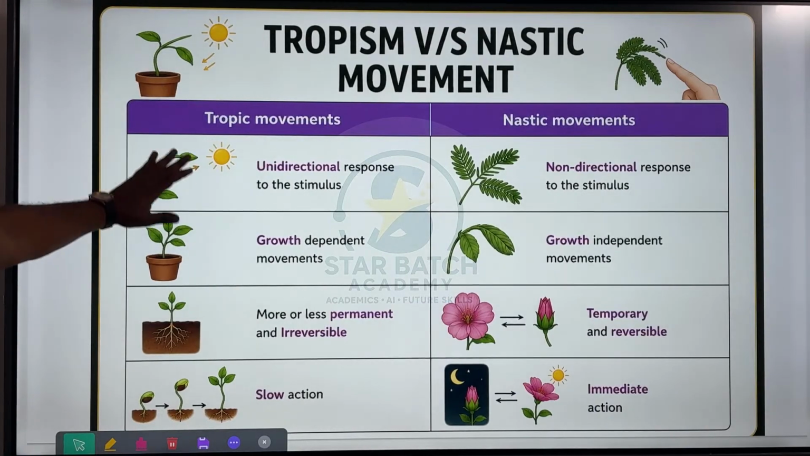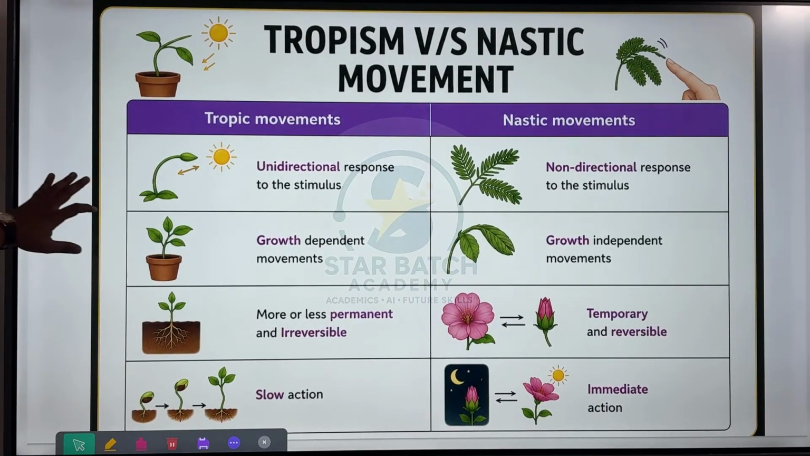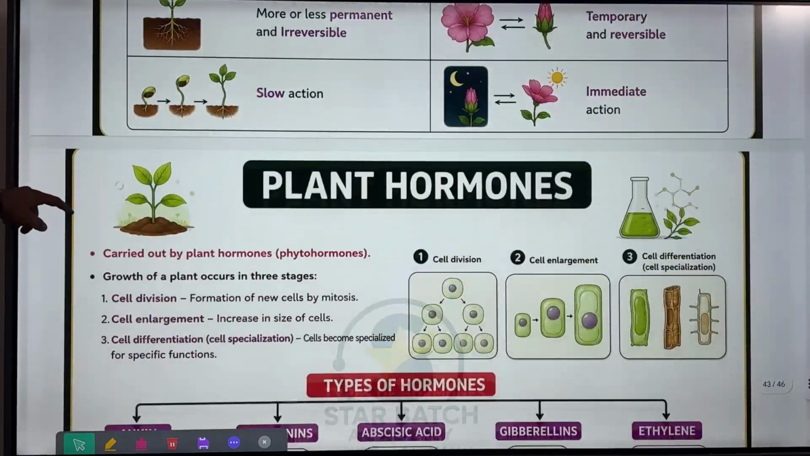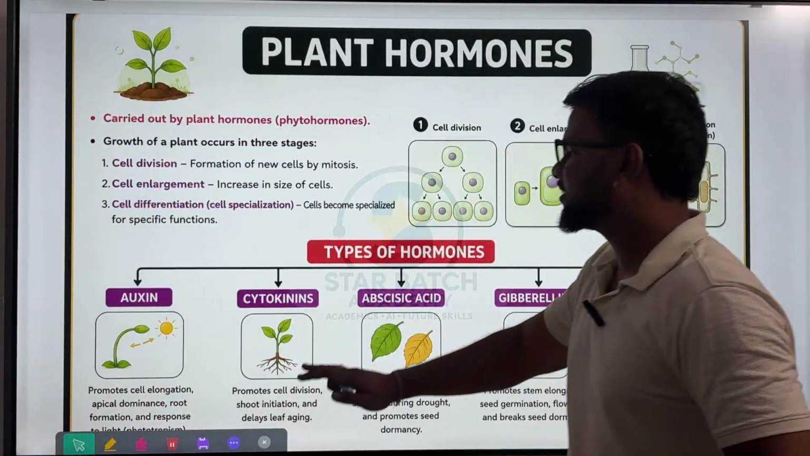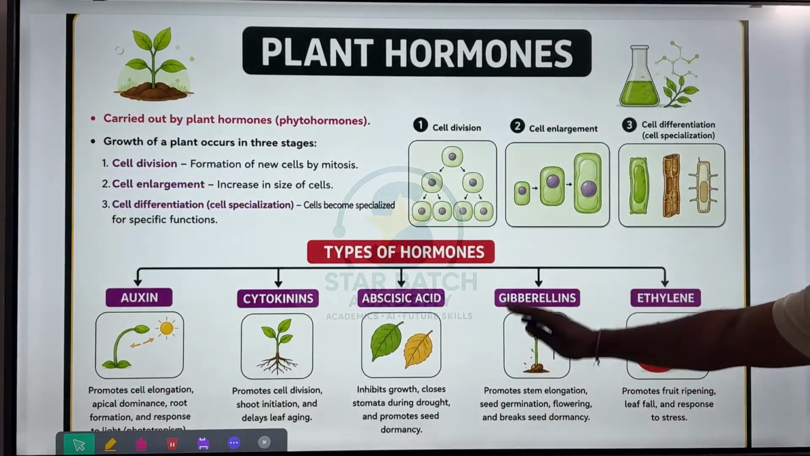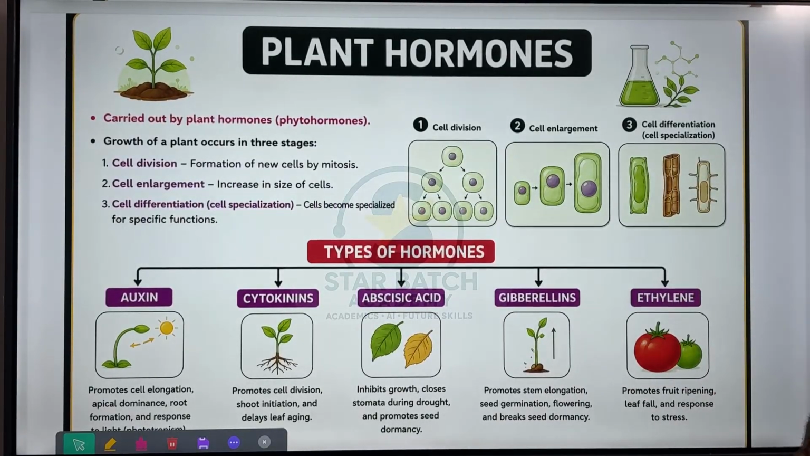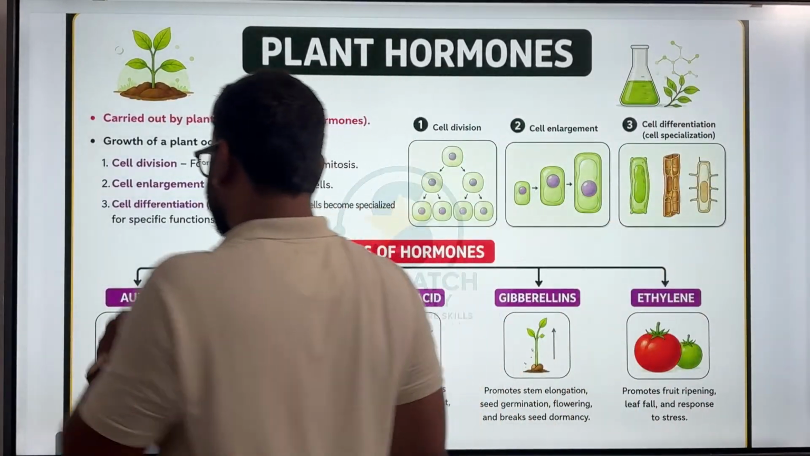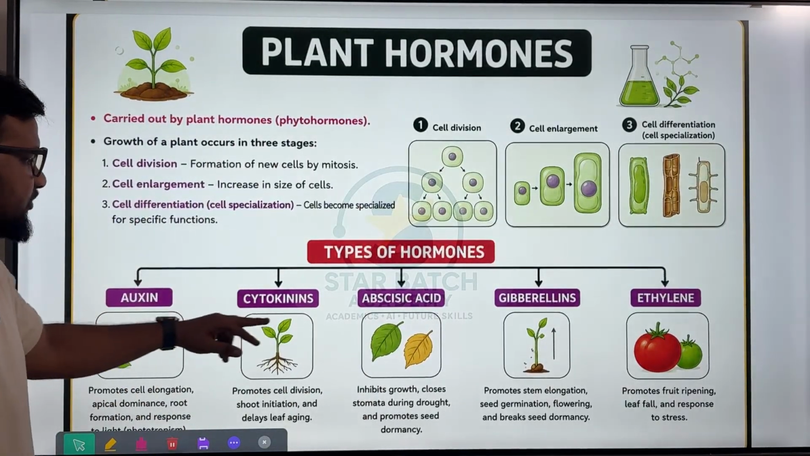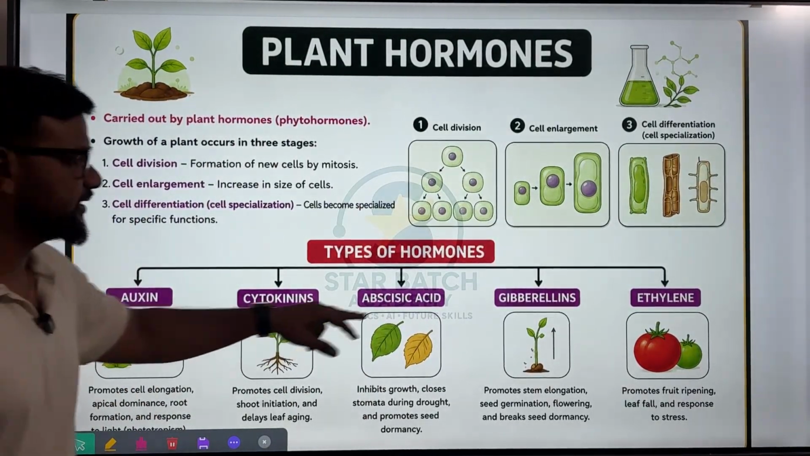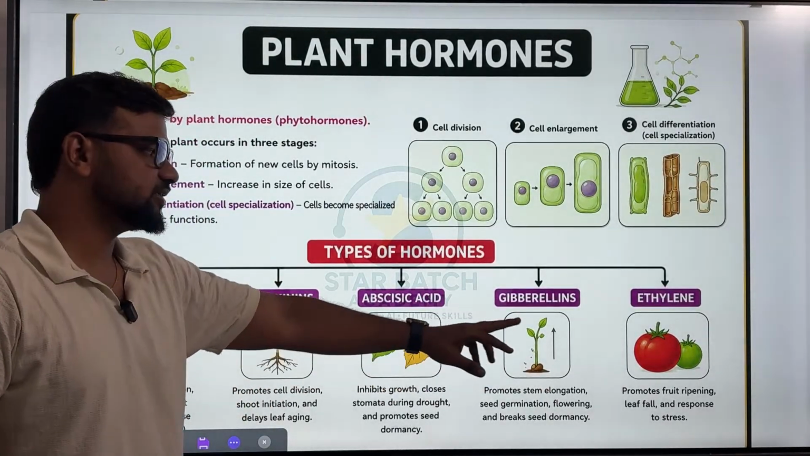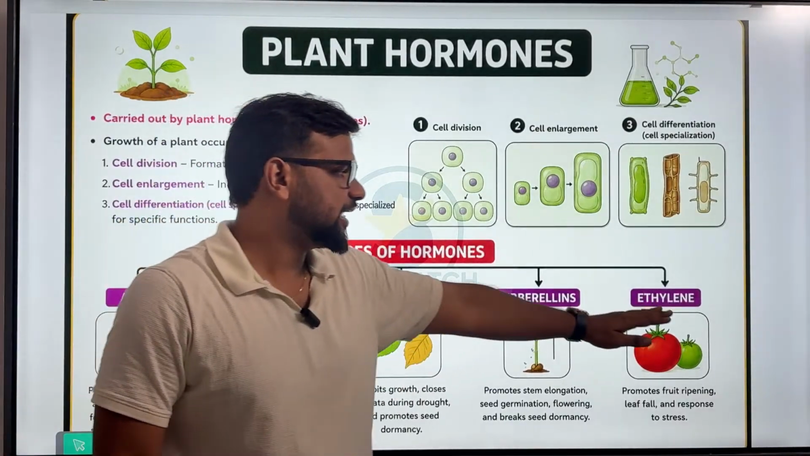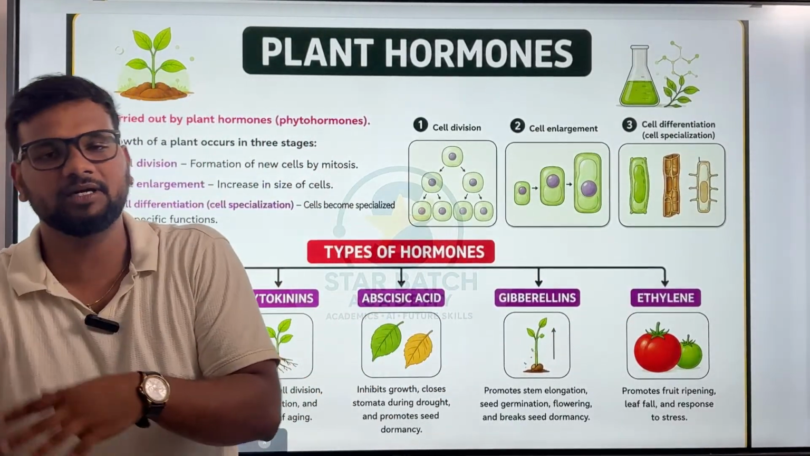So we have the difference between tropic movements and nastic movements. And we have the types of hormones in plants: auxin, cytokinins, abscisic acid, gibberellins and ethylene. These two are the development hormones of the plant, but this one regulates the plant. And ethylene actually helps in the ripening of the fruit.